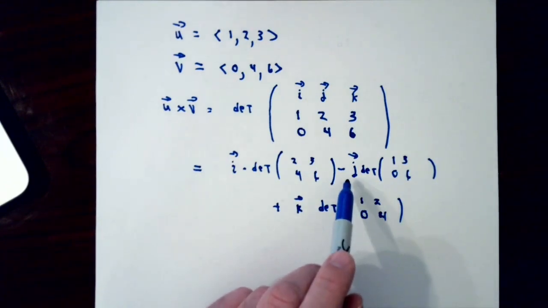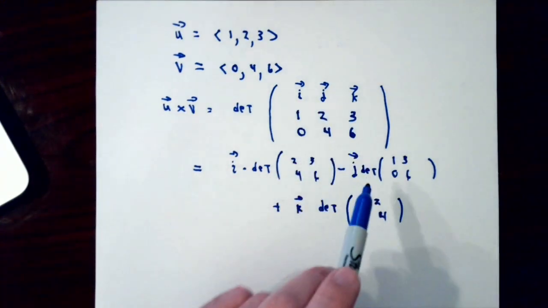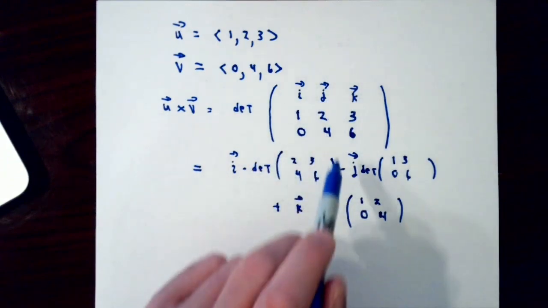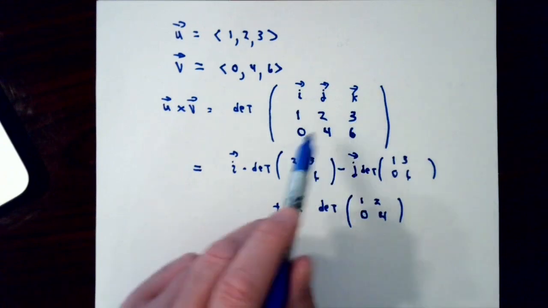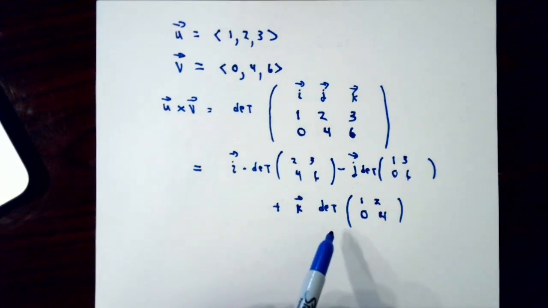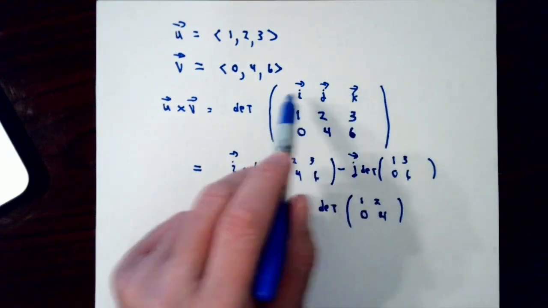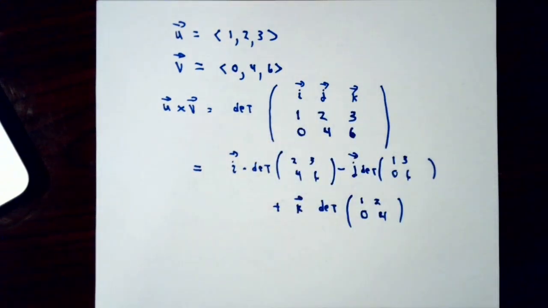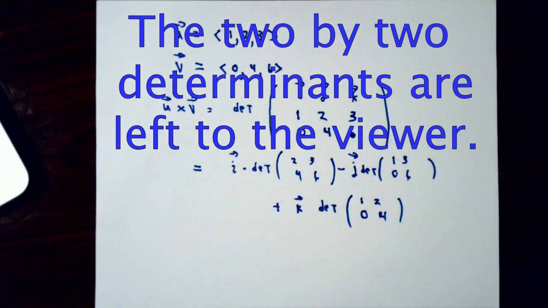Then I'm going to subtract away whatever I get, write this quantity down, j, delete the column and row that contains j, and get 1, 3, 0, 6, then add that k vector times the determinant of what you get when you remove the top row and the third vertical column. That'll be 1, 2, 0, 4. These are ordinary determinants. They shouldn't give us any problems.